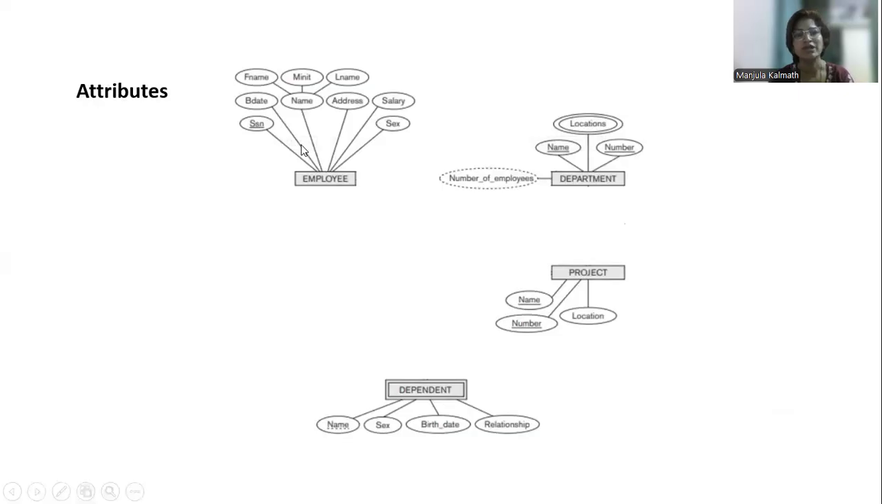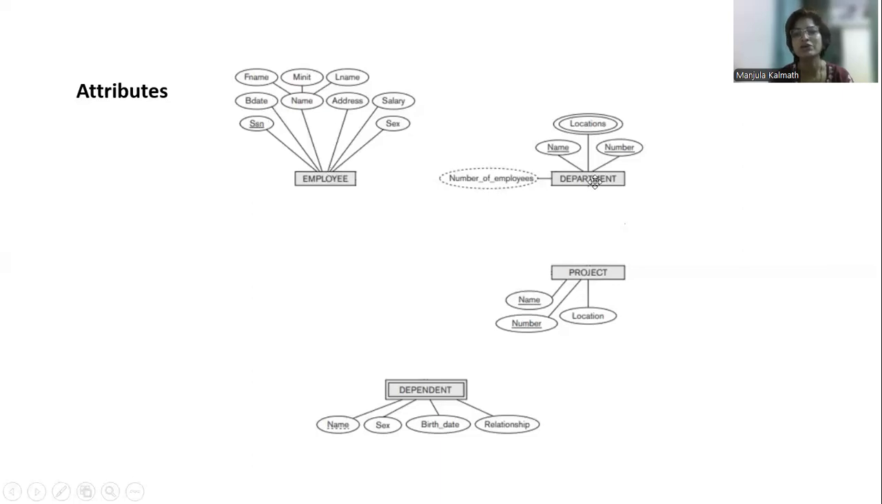Here we have attributes. Attributes are nothing but a description of entities. Employee is described with these attributes. Like that, department is described with these attributes, and project as well as dependent. Each entity has its own description using the attributes. Among all the attributes, one or two will be the primary key. So SSN with underline indicates the primary key. Primary key means the unique identity of all employees.